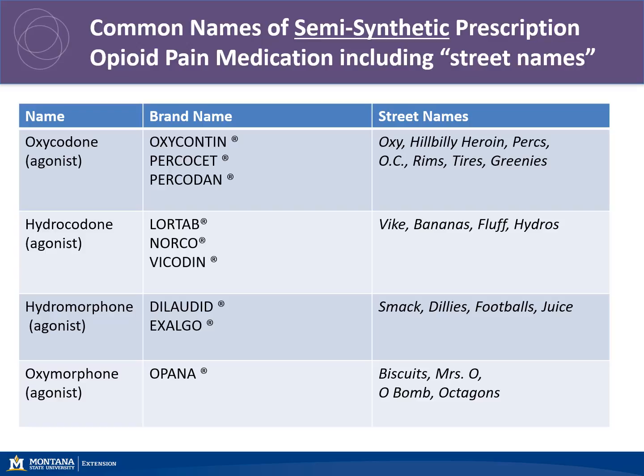Brand names for hydrocodone include Lortab, Norco, and Vicodin. On the streets, hydrocodone may be referred to as Vikes, Bananas, Fluff, and Hydros. Brand names for hydromorphone include Dilaudid and Exalgo, and on the street may be referred to as Smack, Dillies, Footballs, and Juice. The brand name for oxymorphone is Opana and may be referred to as Biscuits, Mrs. O, O-Bomb, or Octagons on the street.